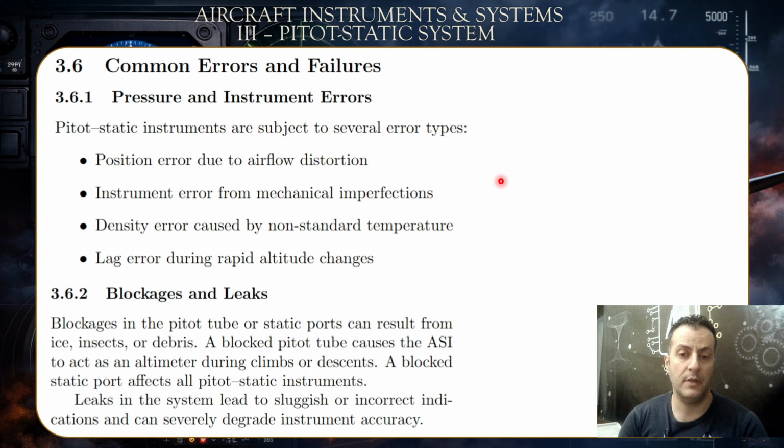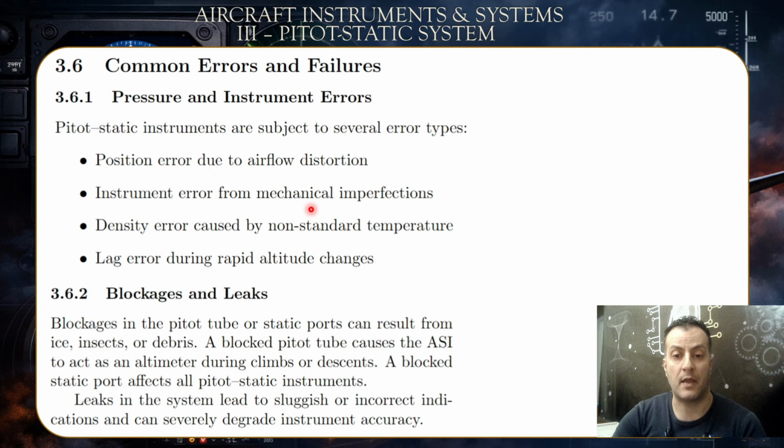Now, common errors and failures. Okay, let's talk about that. At first, we have pressure and instrument errors. For example, pitot-static instruments are subject to several error types. For instance, you have position error due to airflow distortion. You also have miscalibration on the ground level of the pitot-static system.